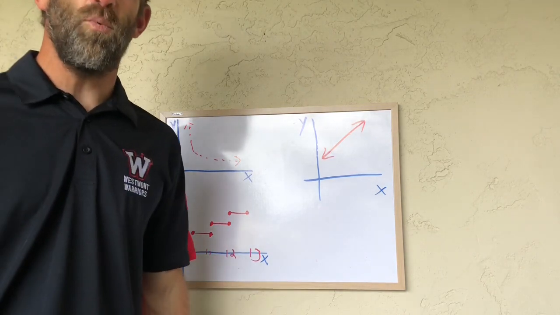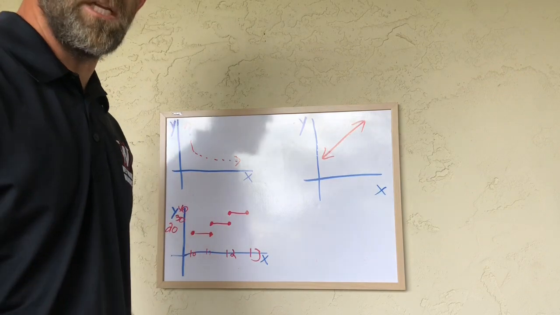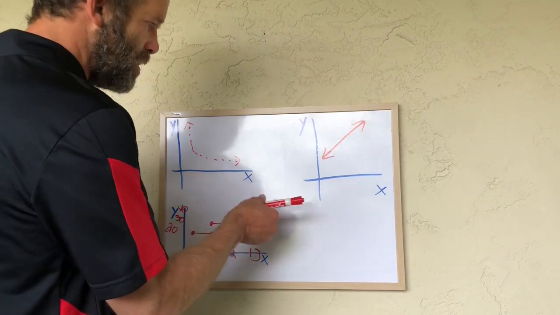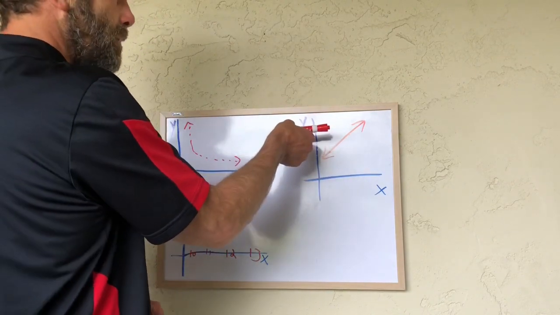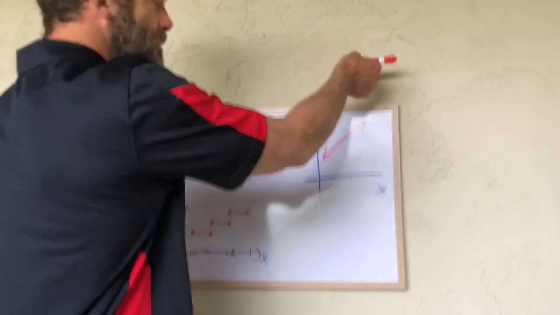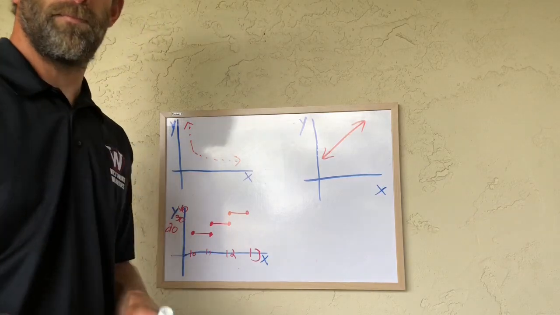This is called piecewise, or it's also called a step function, because it stays the same for a certain amount and doesn't increase incrementally. It just jumps up and stays the same, and then it jumps up and stays the same.